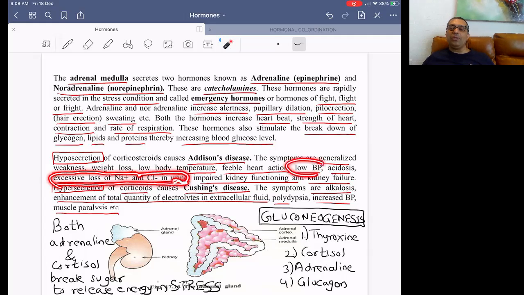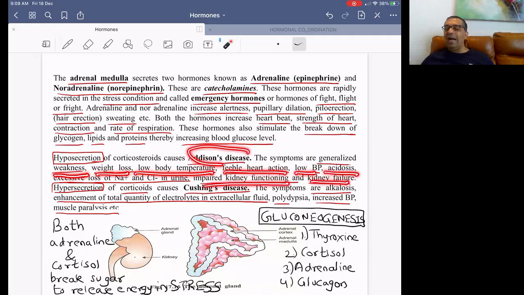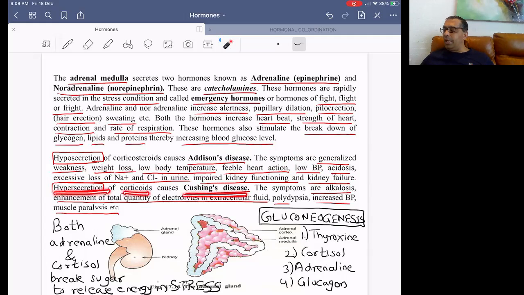and the blood pressure will decrease. So low blood pressure, loss of sodium in the urine, and this will be along with weakness of the body, weight loss, low body temperature, feeble heart rate, low blood pressure, acidosis, impaired kidney function, and kidney failure. And that is a disease called Addison's disease. Hypersecretion of corticoids leads to Cushing's disease.